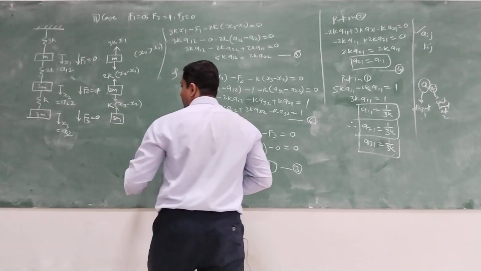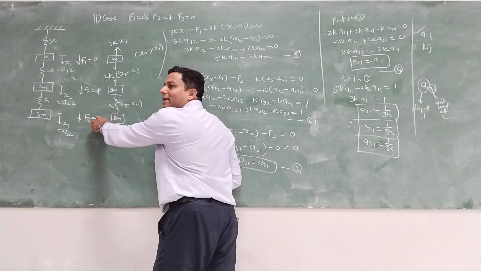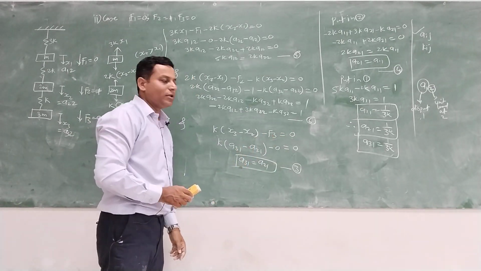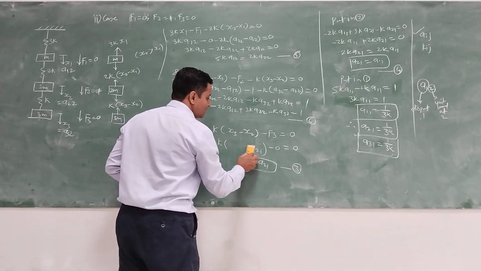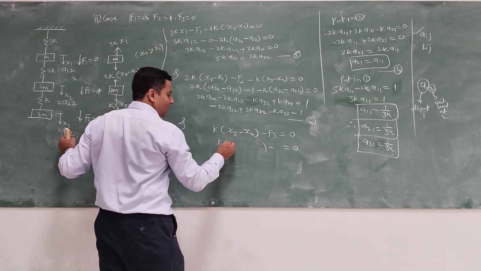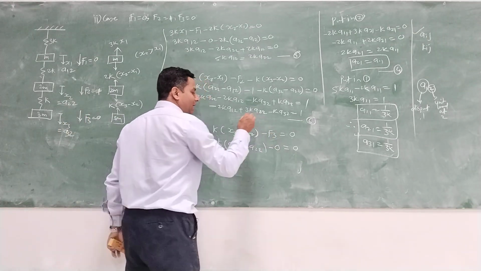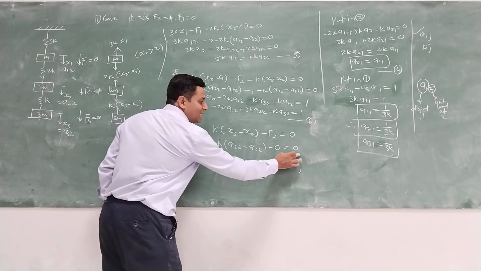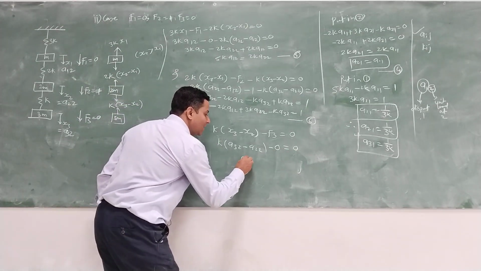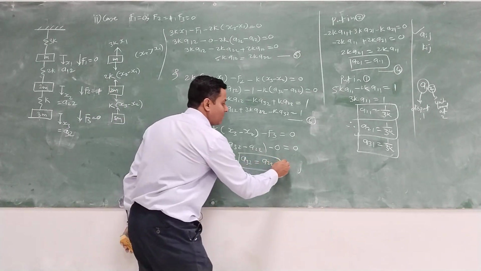Now the seventh one, from the third mass: k(x3 minus x2) minus f3 is equal to 0. Now we'll put the new values. x3 is A32, x2 is A22, f3 is 0. So this is 0. Transfer this k on that side, 0 by k is 0. So A32 is equal to A22. Equation number 7.